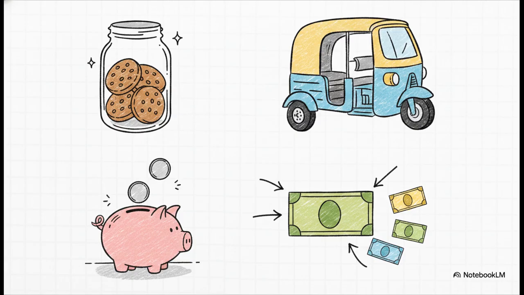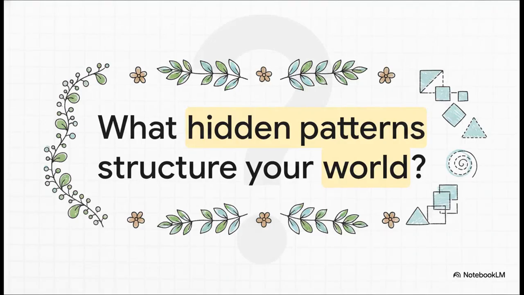To wrap it all up, we get hit with these rapid-fire real-world scenarios. We're figuring out cookies in jars, counting auto rickshaw wheels, calculating how long it takes to save up rupees, and even making change for a 500 rupee note. It demonstrates how this logical framework we've built doesn't just live on a chalkboard, it actually helps us decode everyday life. Think about it. What started as simply counting leaves and flowers for a local festival has organically blossomed into mastering scaling, multiplication, and division.